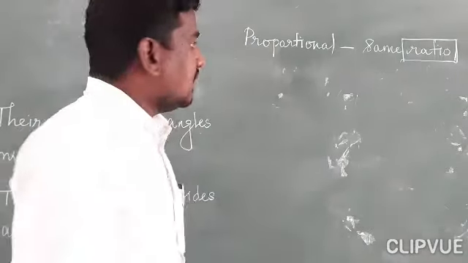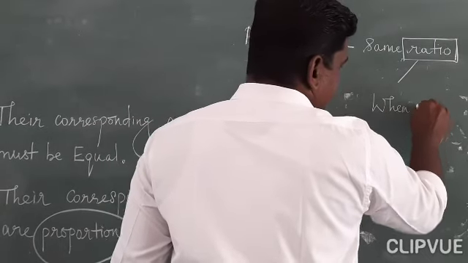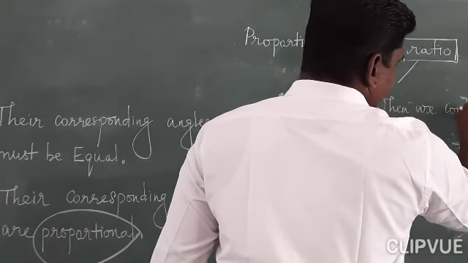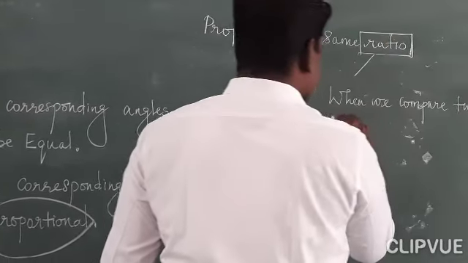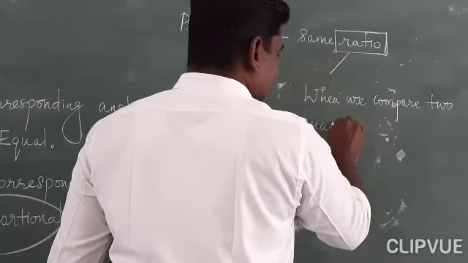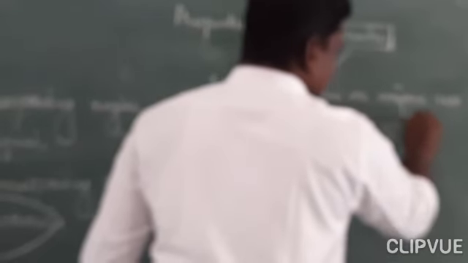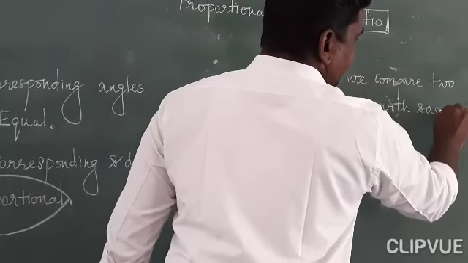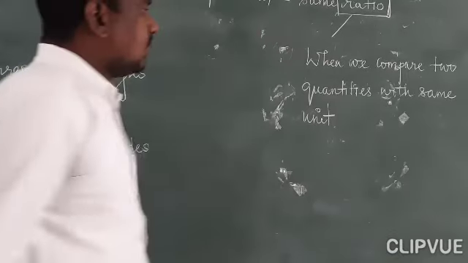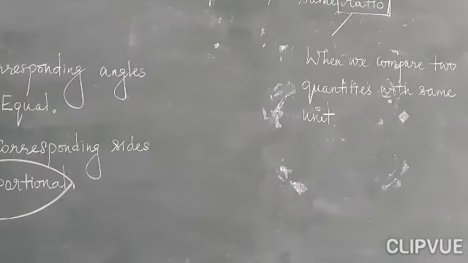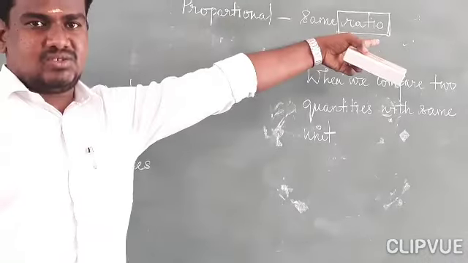As we discussed, when we compare two quantities with the same unit, that is called a ratio. So proportional means the same ratio.